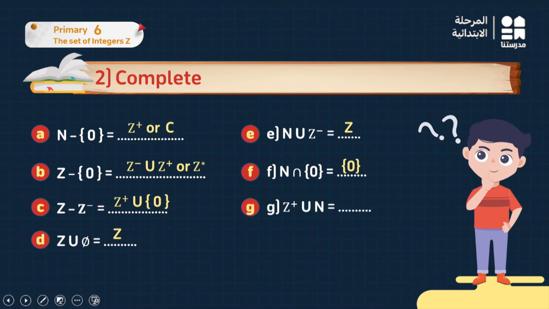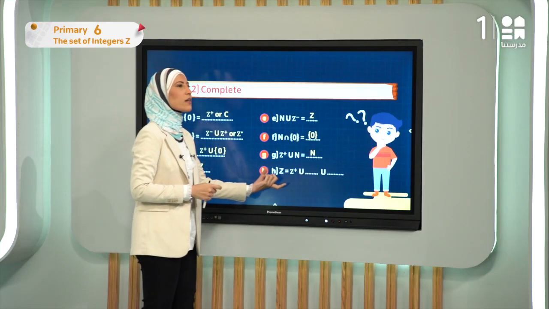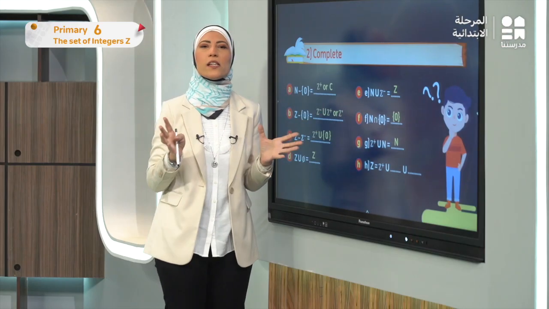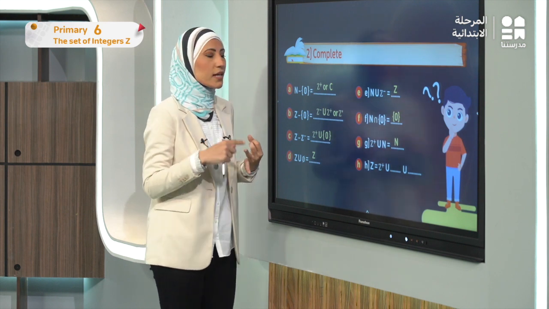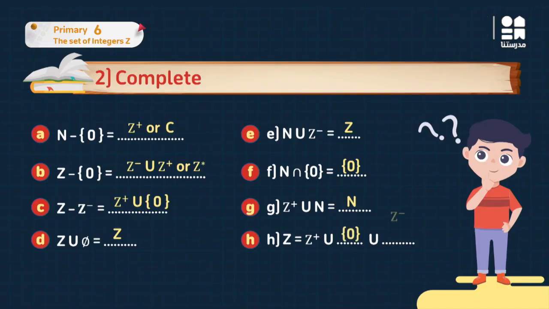Z positive union N. We put Z positive and we put N with them. Union means the two sets all together. Z positive union N, so what will you have? Of course N, because N is bigger than Z positive, which is the positive integers. So if I put them all together I will have the natural numbers, of course. This is very important. It comes a lot in the exercises. It says Z is the set of integers, which is Z positive union 0 union Z negative, which is the negative integers.